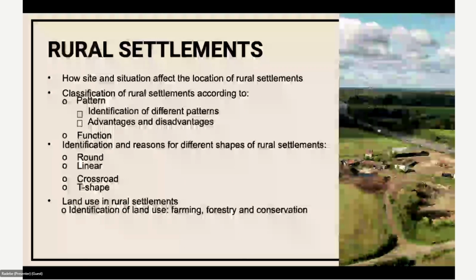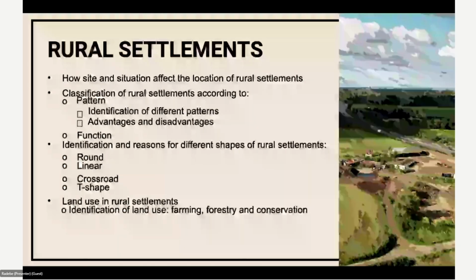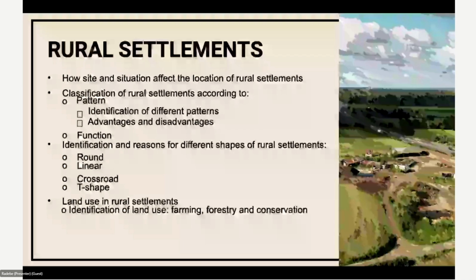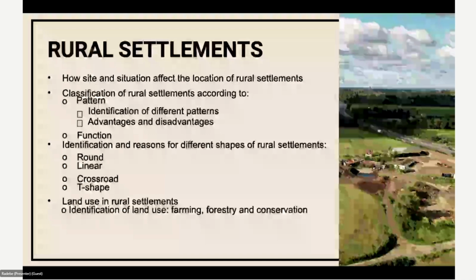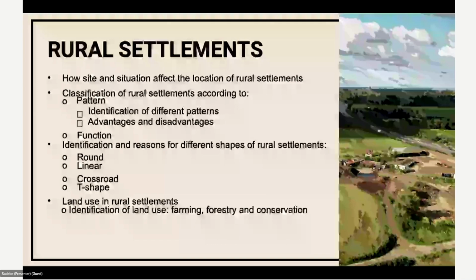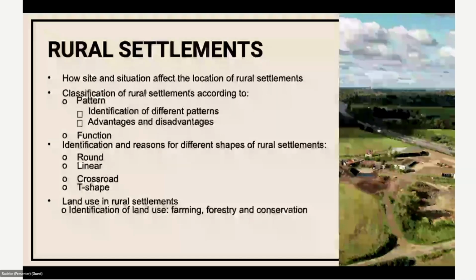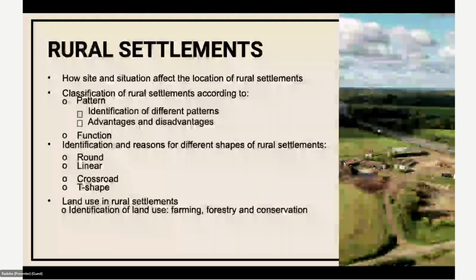And also bear in mind that we also have different shapes in a rural settlement. We have the round one, the linear shape, crossroad, the T-shape, star. There are so many shapes that are made by the buildings. Let's make an example of a linear shape. Most of the time, where do we get buildings that form a line or a linear shape? Normally those buildings will be close to the road or close to the river.